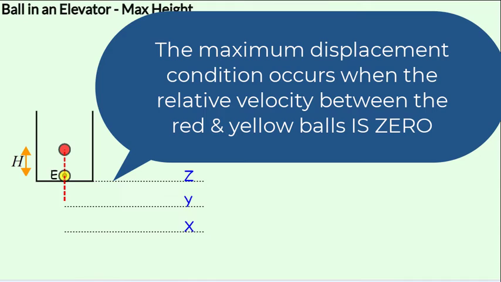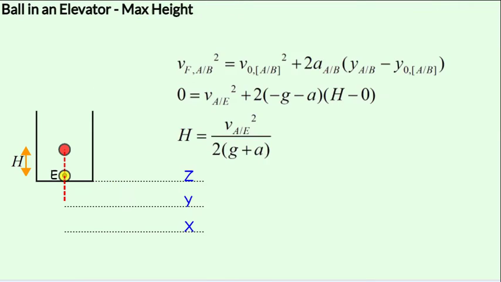Since we want to find out the maximum displacement and we have no idea about how much time it would occur in, we can use the third equation of motion, which doesn't have time in it. And let's write the equation in terms of the relative displacements, velocities and accelerations of A with respect to B, or A with respect to the elevator. And we are now looking from the elevator's frame of reference.